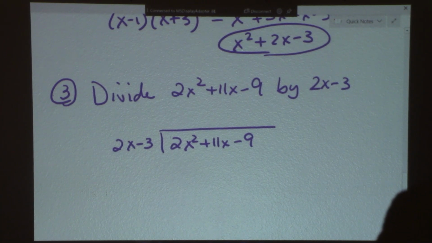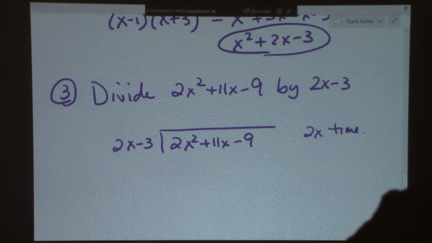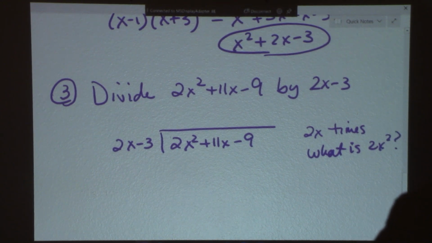Okay, so now I'm going to ask myself, what would I multiply 2x by to get 2x squared? 2x times what is 2x squared? Well, x. But I can't put it in this spot because I also have the negative 3. So I have to include that. So I'm going to put it here.